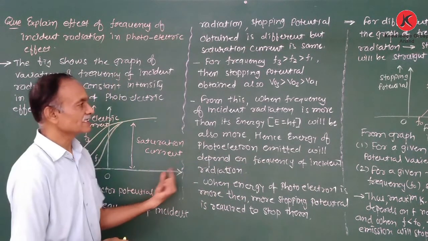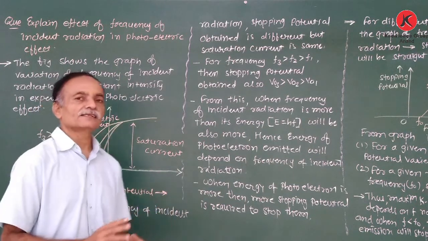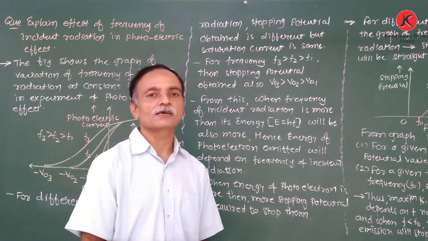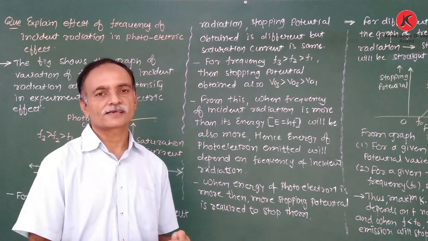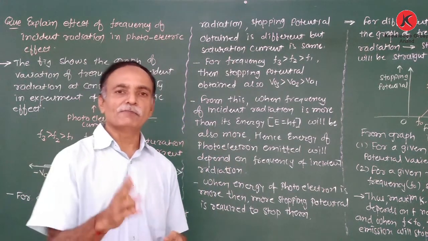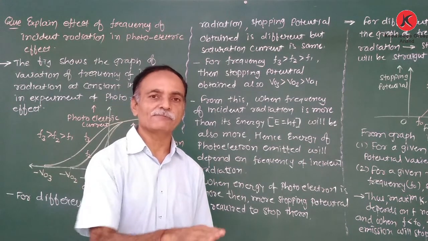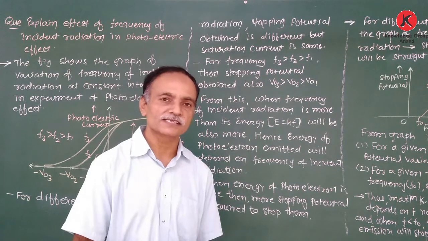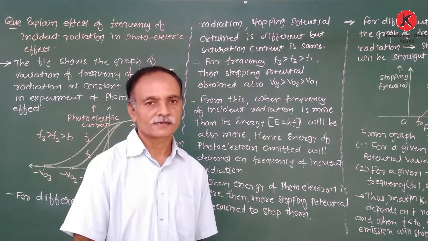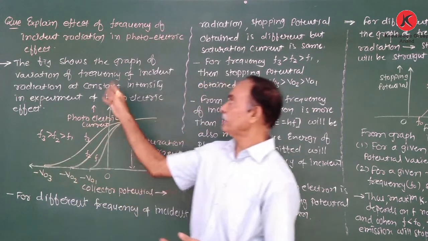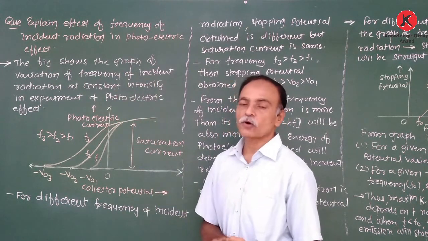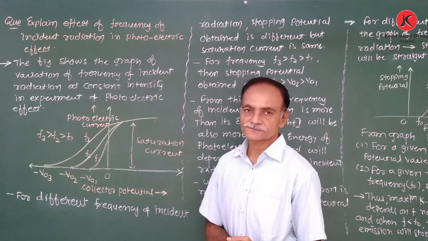So from this discussion we can say that the kinetic energy of the photoelectrons depends on the frequency of incident radiation, while the number of photoelectrons emitted from the emitter depends on the intensity of incident radiation. Again we revise this. What is the effect of the frequency of the incident radiation in the photoelectric effect?